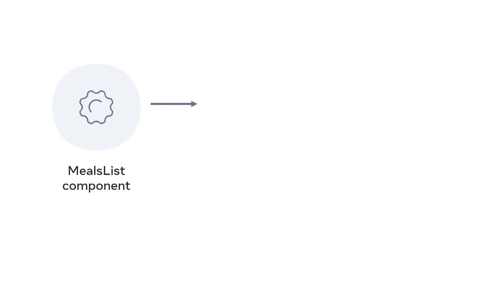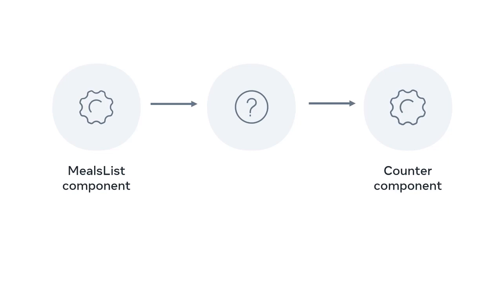This brings up a question. How can you pass the state information from the meals list component to the counter component, as the counter component is not a child of the meals list component? Let's explore a possible solution.